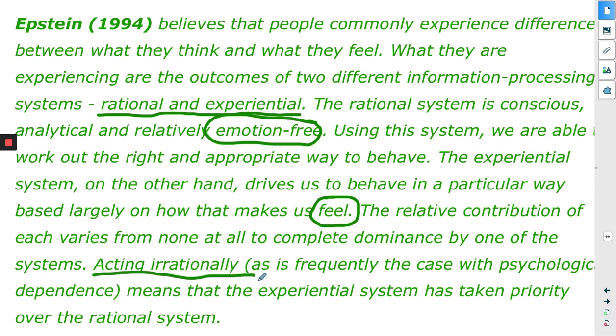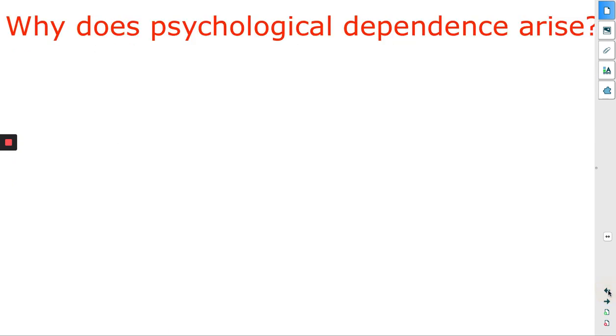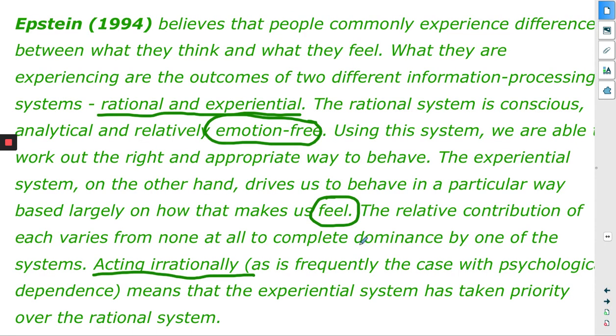So, going back to the question, why does it arise? Well, the reason it arises is because sometimes the things that are going on in our lives, the experiential system, basically override our rational system, and therefore we can't control, we can't cope, and we keep on drinking, keep on doing the addictive behaviour, whatever it could be.